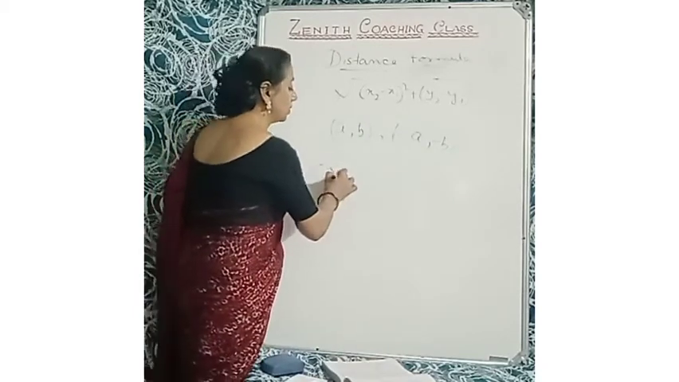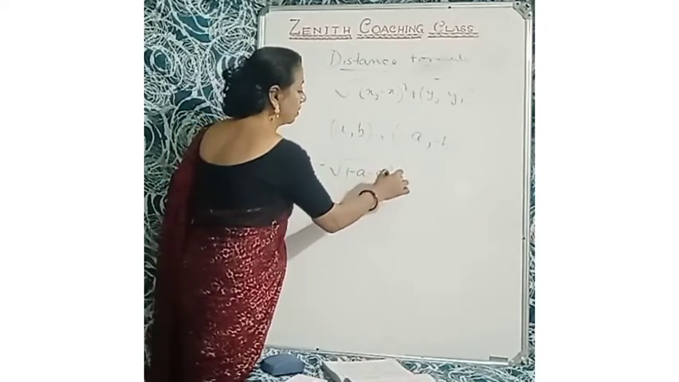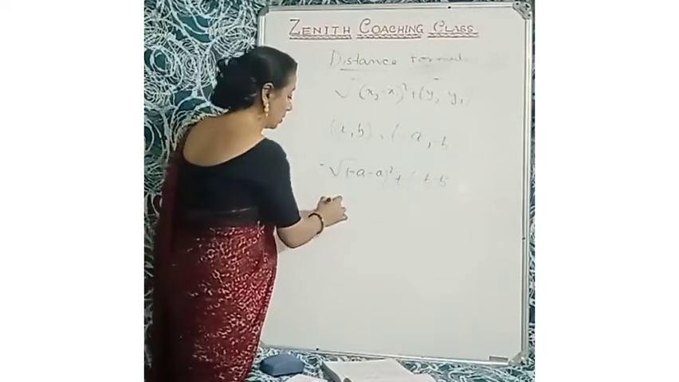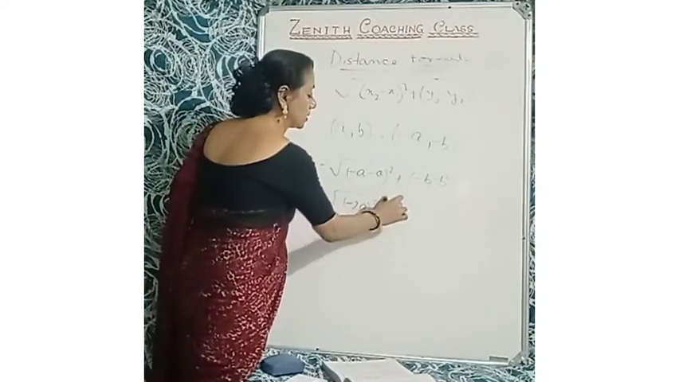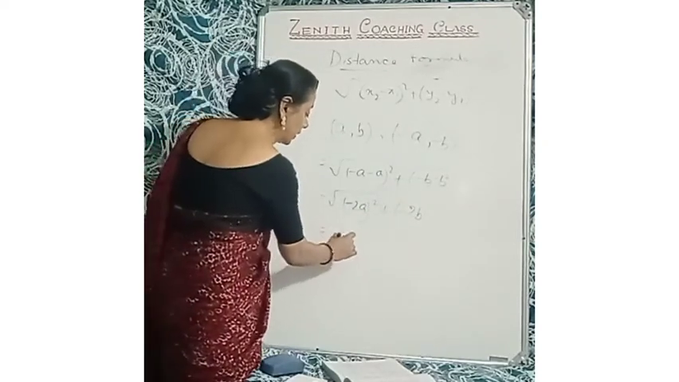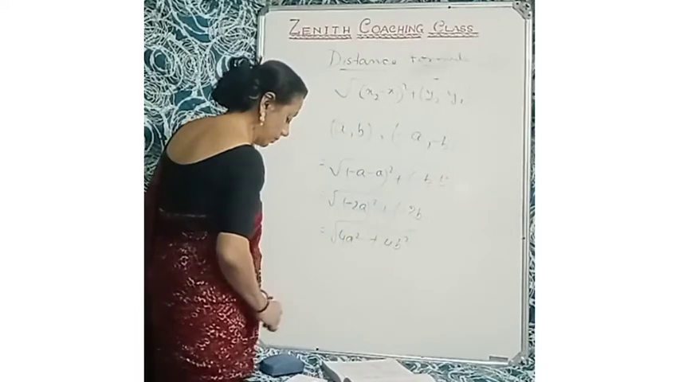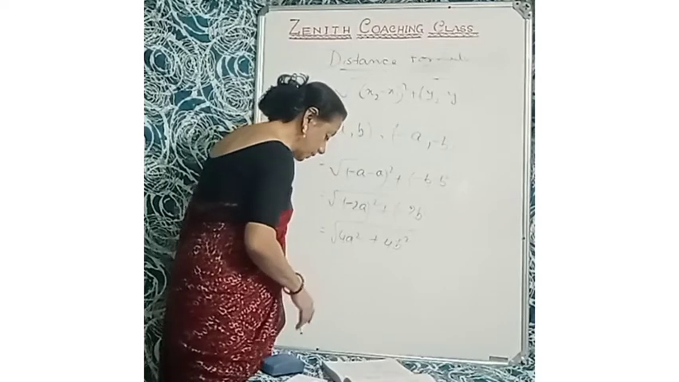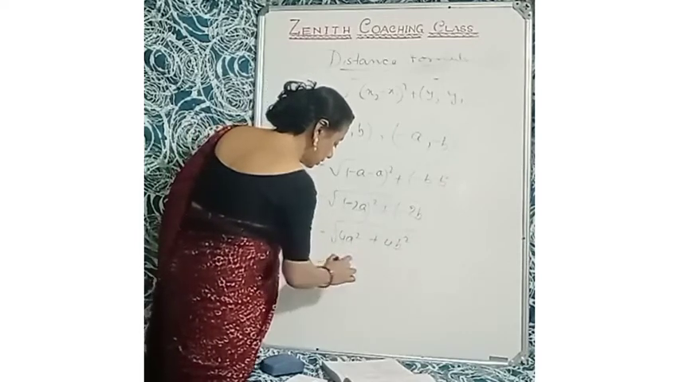So what to do to solve the distance? So minus A square plus minus B square. Okay, so A minus minus A, that is 2A square, plus B minus minus B, that is 2B square. So here it is 4A squared plus 4B squared. Okay, so now what to do? 4A square plus 4B square, that is the answer. But here 4 is common.